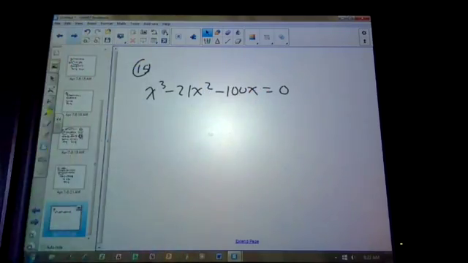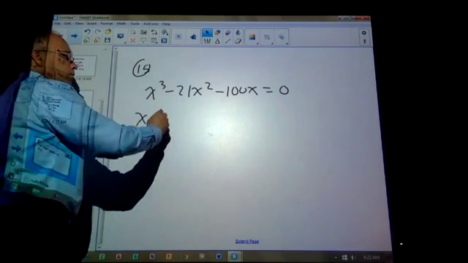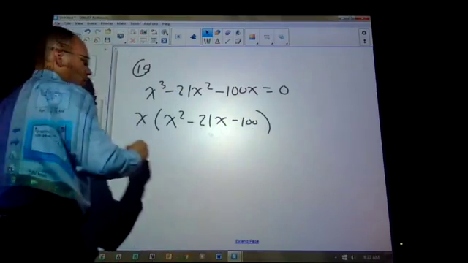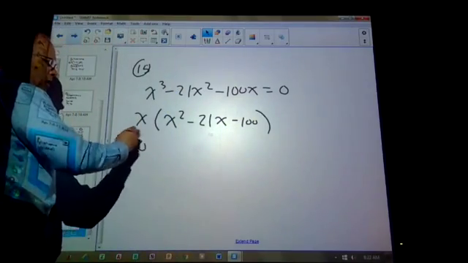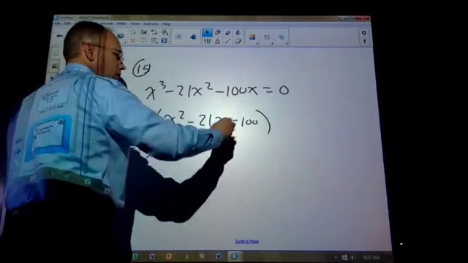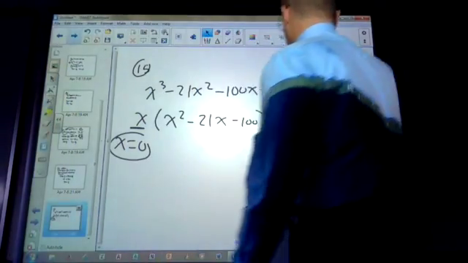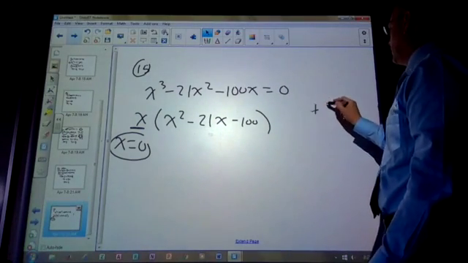This is one of those trinomials, so I can factor out an x from everything. So one of my answers is going to be x equals 0. That takes care of that. Factor this out. So two numbers are multiplied to give me 100 and add to give me negative 21. So factors of negative 100.